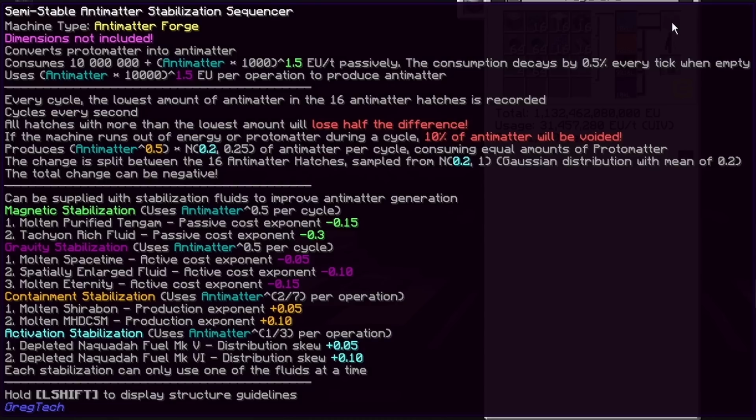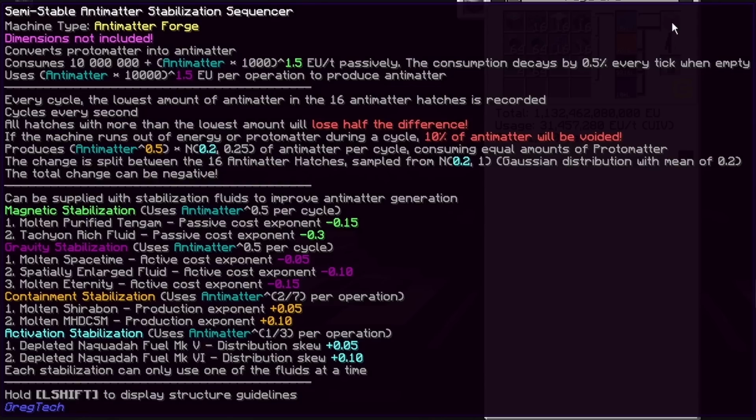Containment stabilization. I can either use molten Shirabon or molten magnetohydrodynamically constrained star matter, or MHD CSM. I gotta find a short way to say that. Mag star matter or something. But this increases the production exponent by 0.05 or 0.1. I'll be using the Shirabon because I don't have access to the mag star matter, so plus 0.05 it is.